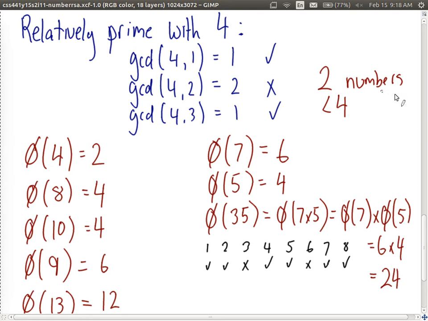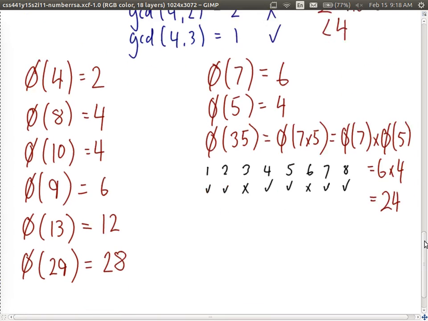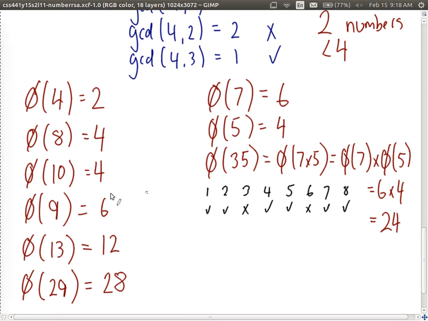As our numbers get larger, we need to check all the numbers less than n. As n gets larger, that becomes time-consuming to check if it's relatively prime. But there are some shortcuts. There are some types of numbers where we can calculate the totient very quickly.